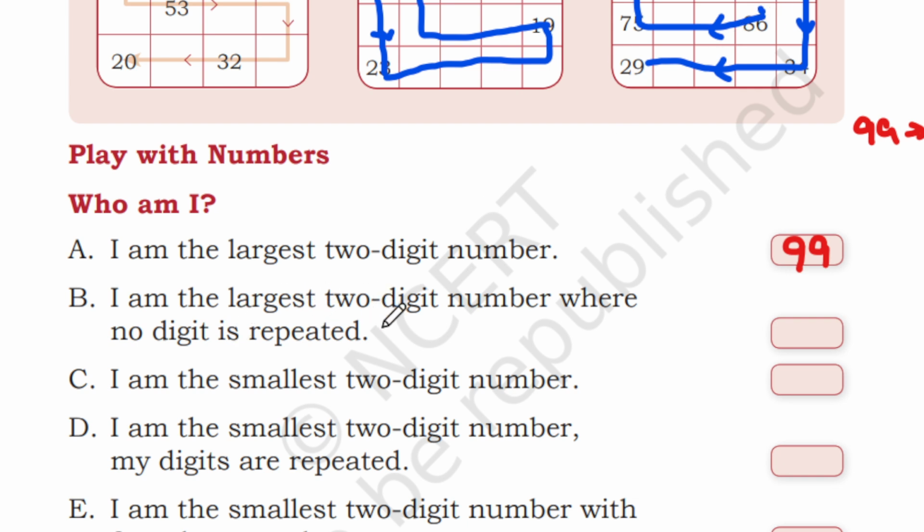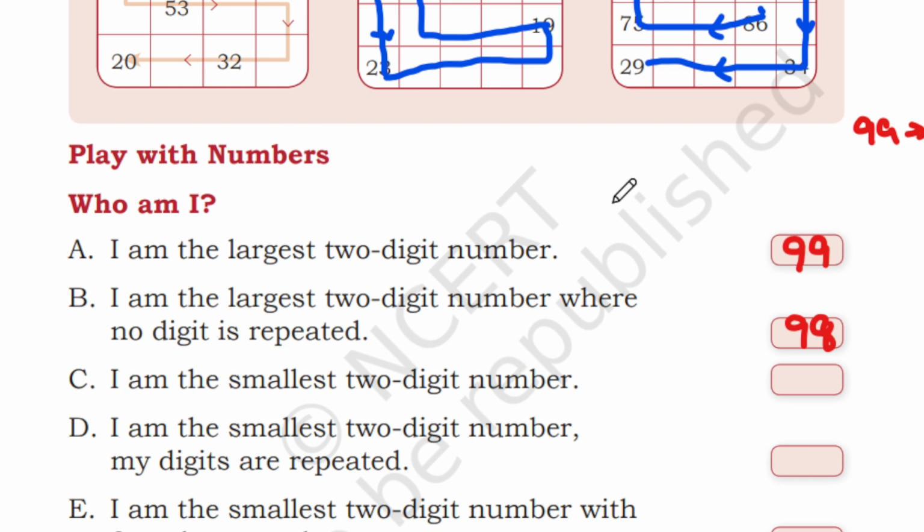So this is the number. If you see 99, the digits are repeated, 9 and 9. So in this question they are telling I am the largest two-digit number where no digit is repeated. So we have to take the number previous to 99, which is 98, where no digits are repeated. After 98 it's 99, which is the largest two-digit number, but the 9 is getting repeated there. Okay, so I am the smallest two-digit number.